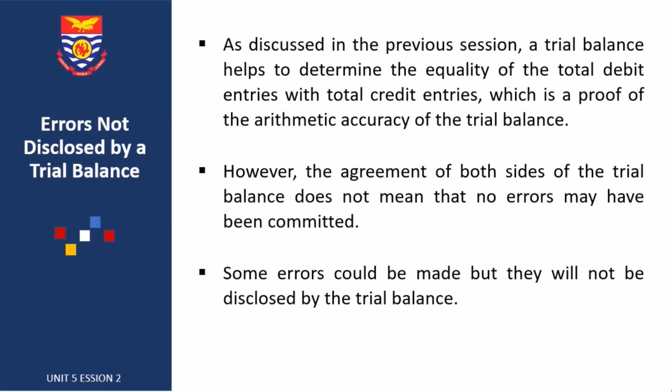As discussed in the previous session, a trial balance helps to determine the equality of the total debit entries with the total credit entries, which is a proof of the arithmetic accuracy of the trial balance. However, the agreement of both sides of the trial balance does not mean that no errors may have been committed. Some errors could be made, but they will not be disclosed by the trial balance.